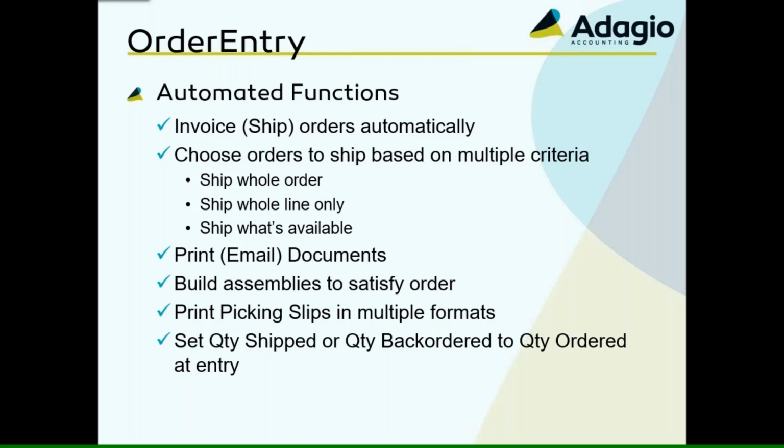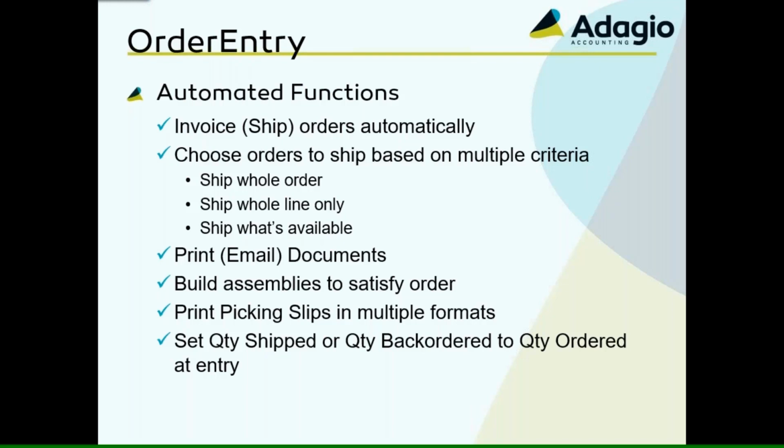And when the cash is received and applied to that invoice, the check can be scanned, and then the invoice and the customer's purchase order can all be attached to the check. So the person who's working in the GL can see exactly what went on without having to go and look in the filing cabinet. You can build assemblies to satisfy an order. You can print picking slips in multiple formats. There's a company option for when you enter a quantity of an item: do you want to automatically ship that quantity or back order that quantity? So do you want the quantity ordered to be copied to the quantity shipped or quantity back ordered?